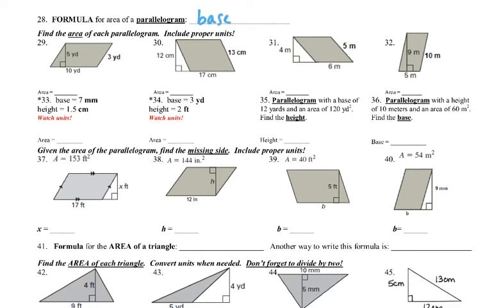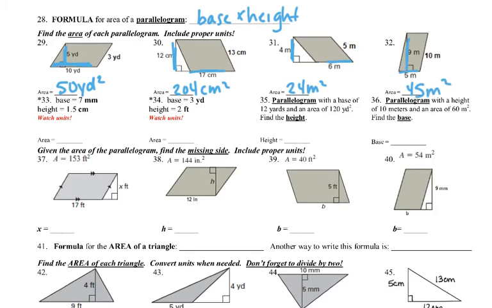Parallelogram. The formula is still base times height, right? You want to make sure that the two numbers you multiply make the T, so 5 times 10 is 50 yards squared. 17 times 12, remember you can use a calculator, 204 centimeters squared. 4 times 6, it's okay that the height is outside the parallelogram, and 9 times 5 is 45 meters squared.